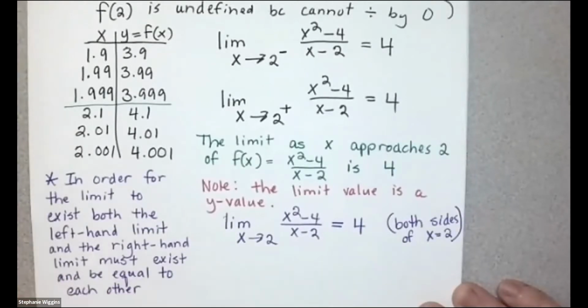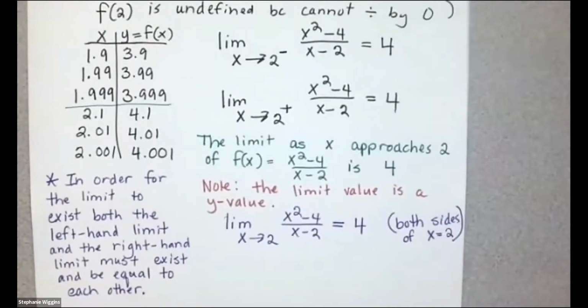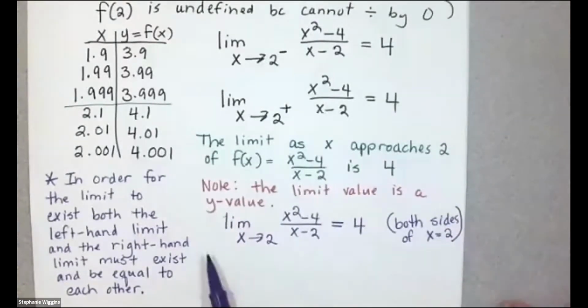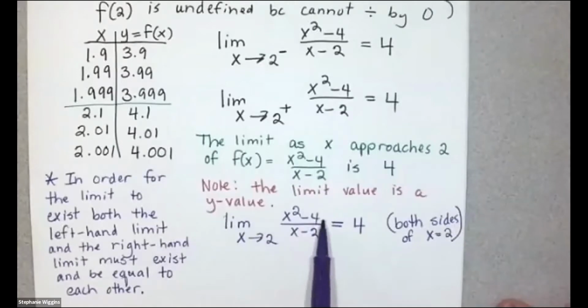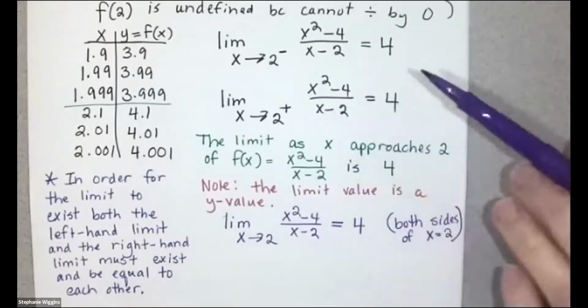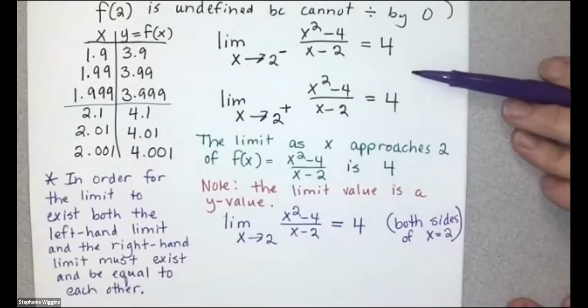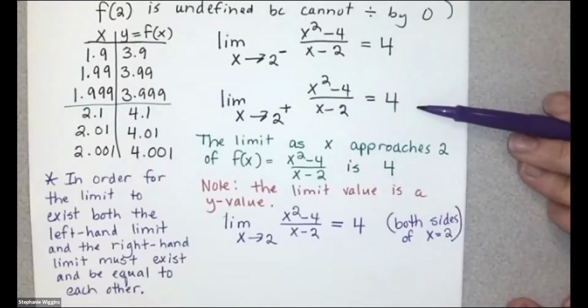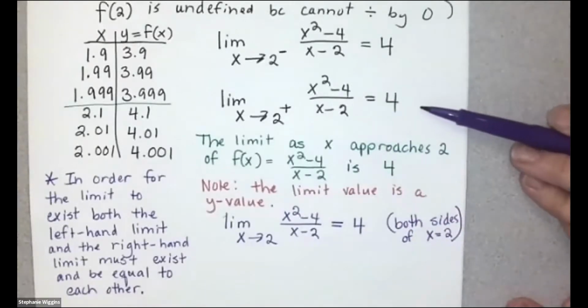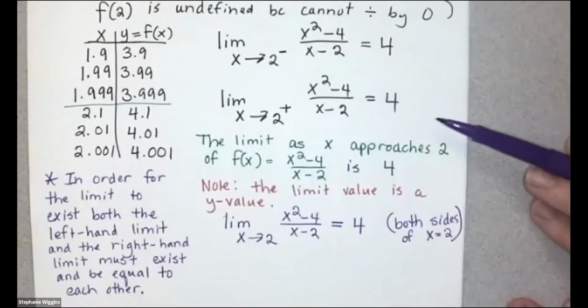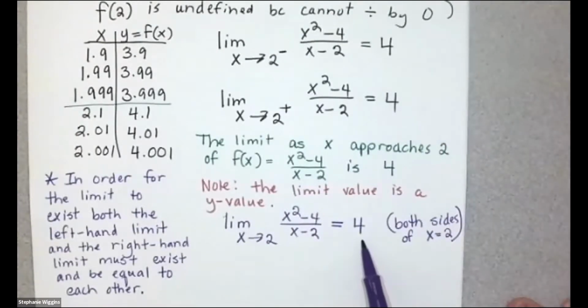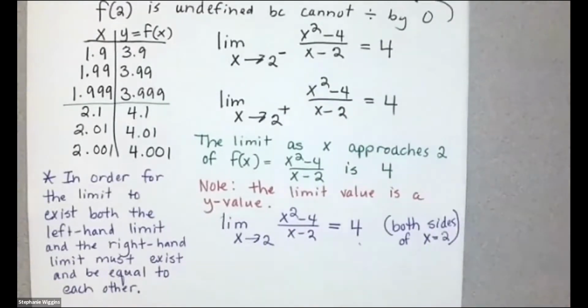Okay, this is a very important point, so let me repeat it. In order for the limit to exist, that's this limit here, both the left-hand limit, that's up here, and the right-hand limit must exist, and they have to be equal to each other. So in this example, the limit does exist, and it is equal to 4. So this is the conclusion of our example.